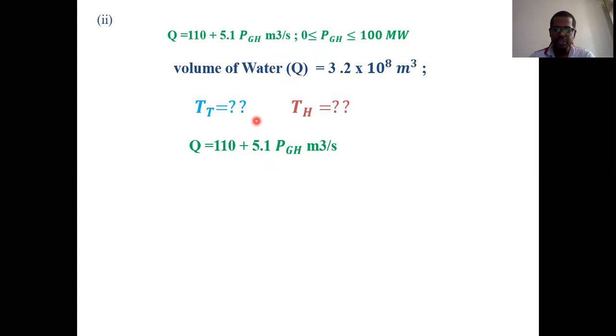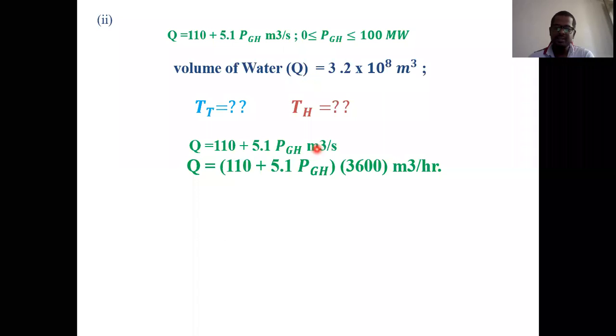And if you want to equate these two, this Q and this Q, the units must be the same. But here the units are meter cube, and here the units are meter cube per second. So I want to convert this meter cube per second into meter cube. Then automatically I can equate this Q and this Q. So how to convert? First convert meter cube per second into meter cube per hour. Already we know 1 hour is 60 into 60 seconds, 3600 seconds. So when you substitute here, you will get like this.